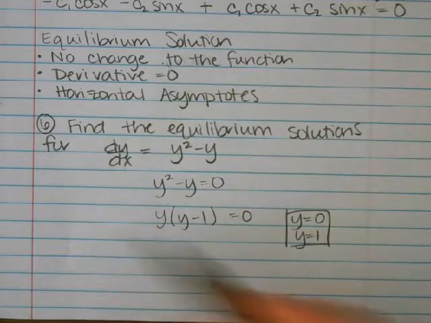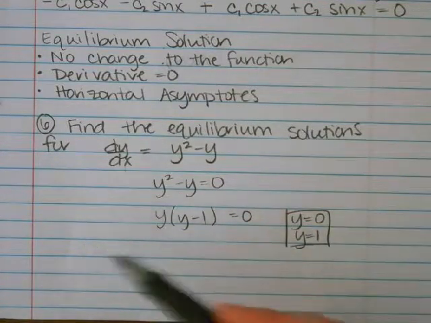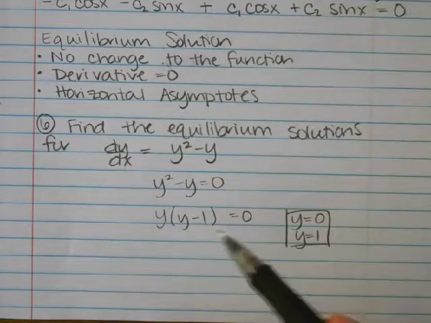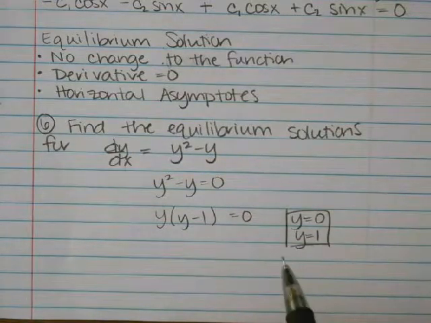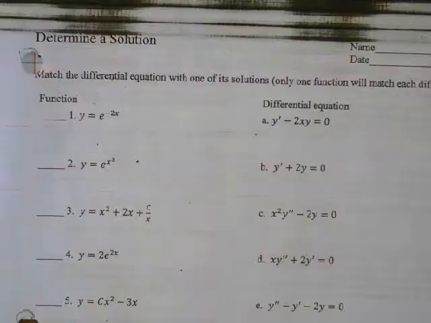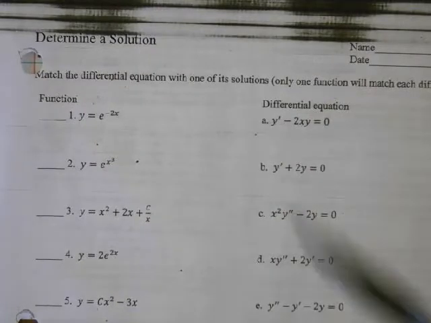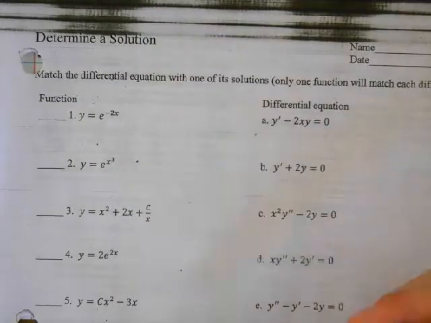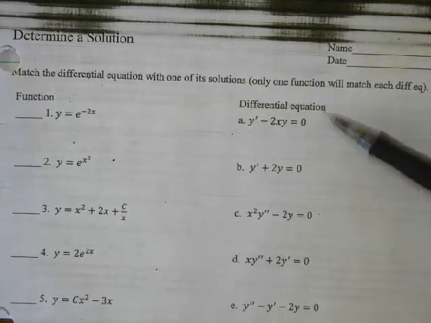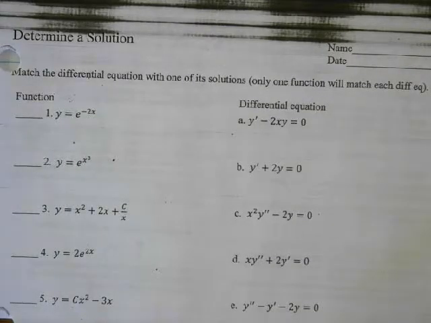Yeah, we would put them on a sign chart, and then we would look to see the numbers on the left, are they going up or down, to see if it's increasing or decreasing. So some of that might be a little bit review because it's been a little while since we've done that. Okay, so we're going to practice some of these. So the way this worksheet works is you have a list of functions that are solutions on the left side. And then on the right side, you have a list of differential equations. And yeah, we're gonna try a few, and I'll show you.